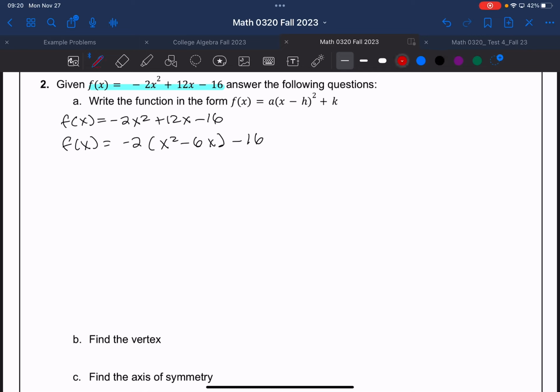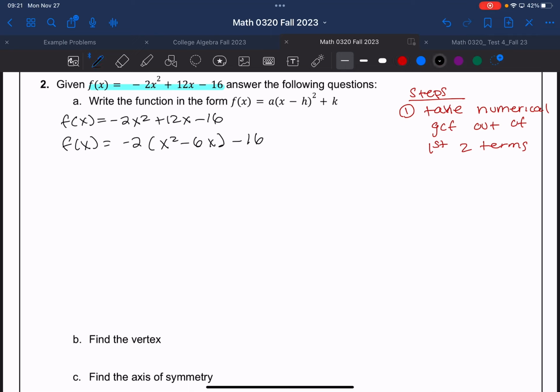Let me write this off to the side. Steps. Take numerical GCF out of first two terms. Okay. What's my next step? Complete the square, so my n value.